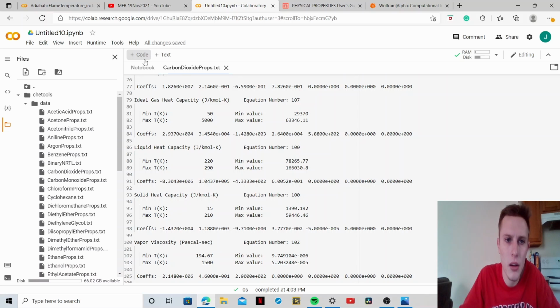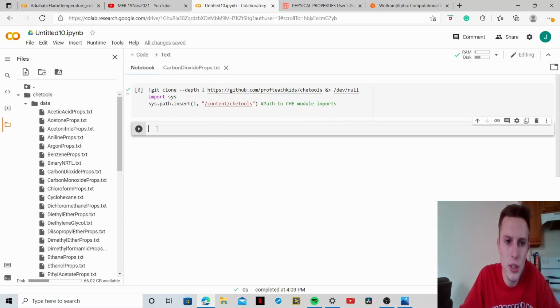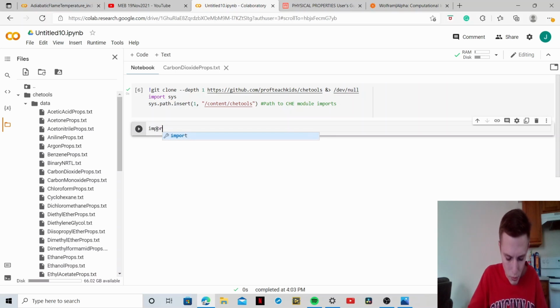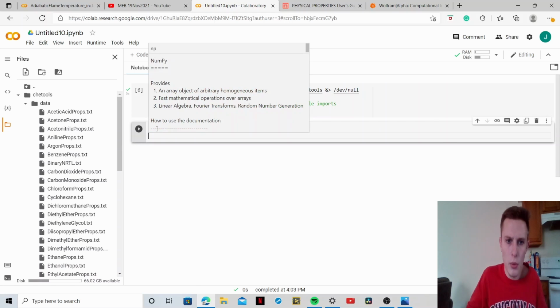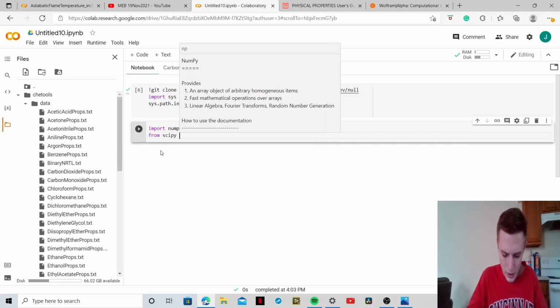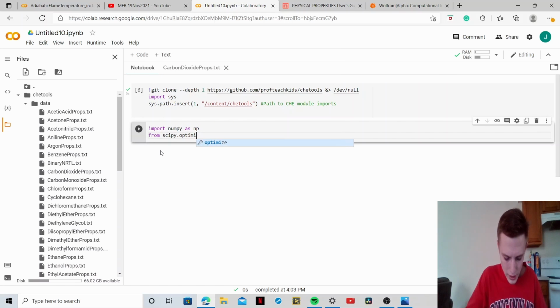So let's go back here to our notebook and start importing some stuff. We've got import numpy as np, and we will also import, from scipy.optimize, import zeros.